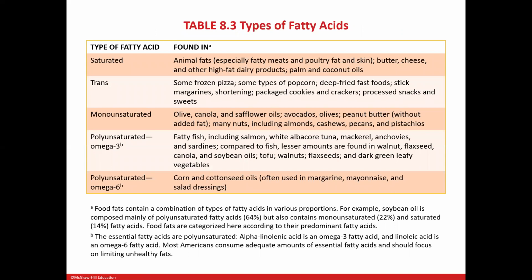So here are the types of fatty acids. We have the saturated that we talked about, trans, which you could find in frozen pizza and some popcorn, and monounsaturated, which you could find in a lot of oils and peanut butter and stuff like that that are rich in monounsaturated oils. And then we have polyunsaturated, which you probably know more as omega-3s.